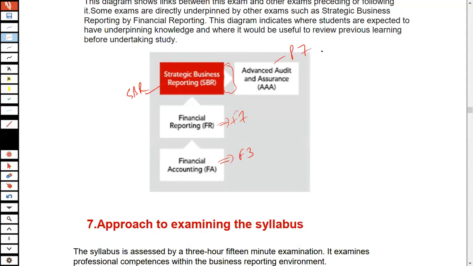Although this is not what we are here to discuss, let me guide you. For those of you who wish to attempt P7, please make sure that you have studied SBR before attempting the P7 paper. The reason being that a lot of content from SBR is examined at the P7 level. So it's always advisable that you attempt SBR before you approach the P7 paper.